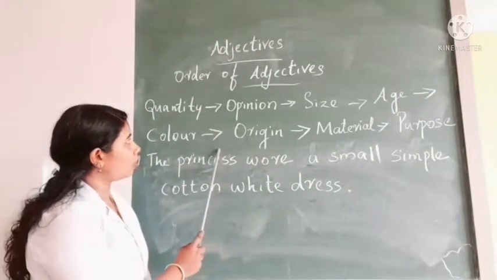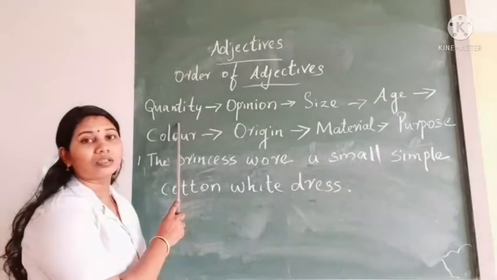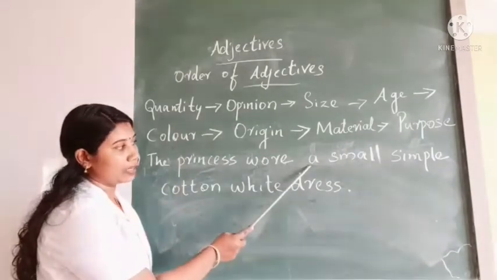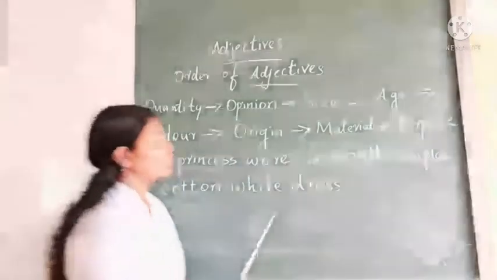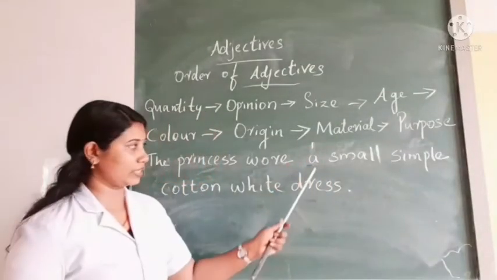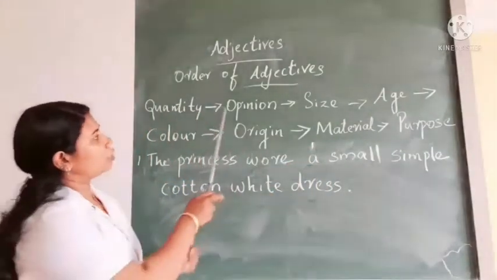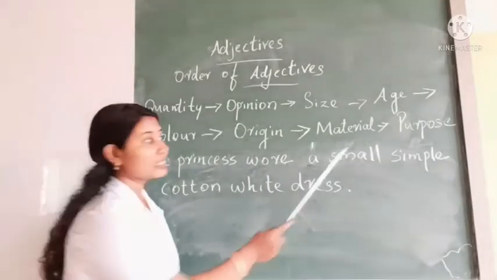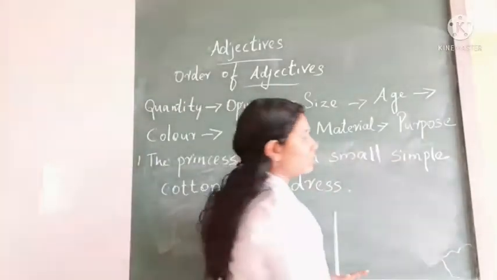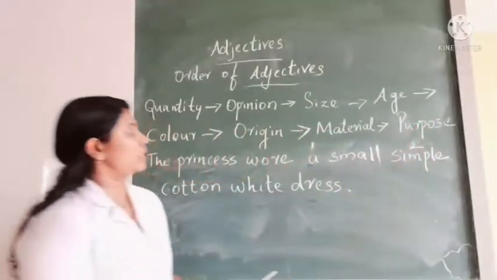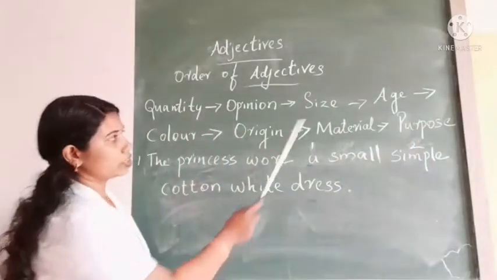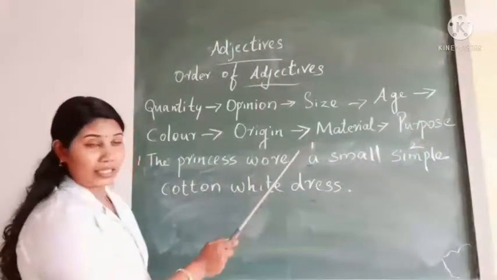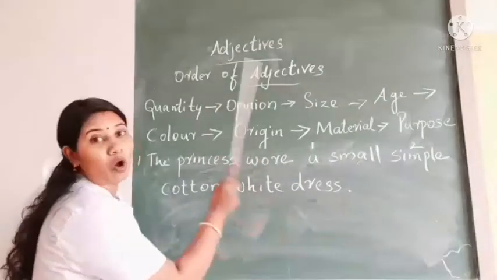So, according to the order, we have to use the quantity first. So, what is the quantity? A. So, this is the first one. First adjective is A. Then, after that, opinion. Is there any word denoting the opinion? Yes. Simple. So, simple is the second one we have to use. Then, after that, is there any word which denotes the size? Size? Yes. It is small.